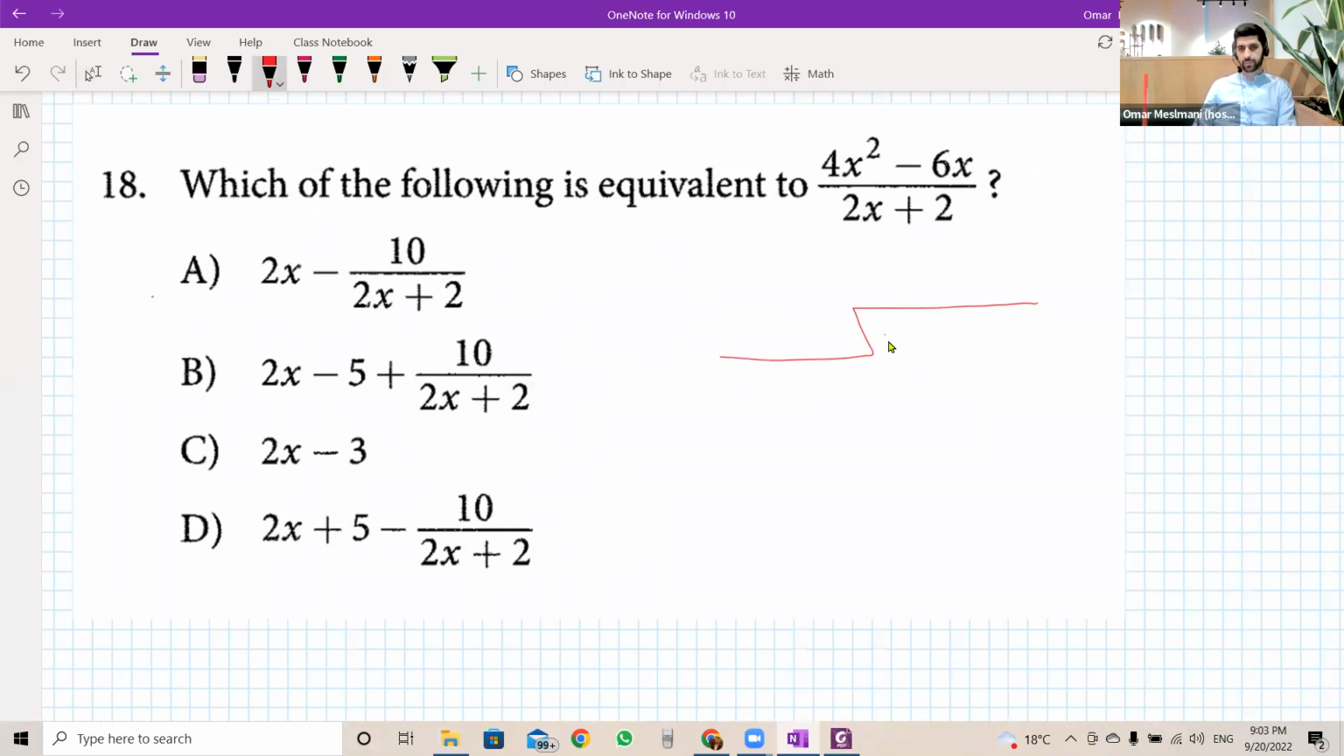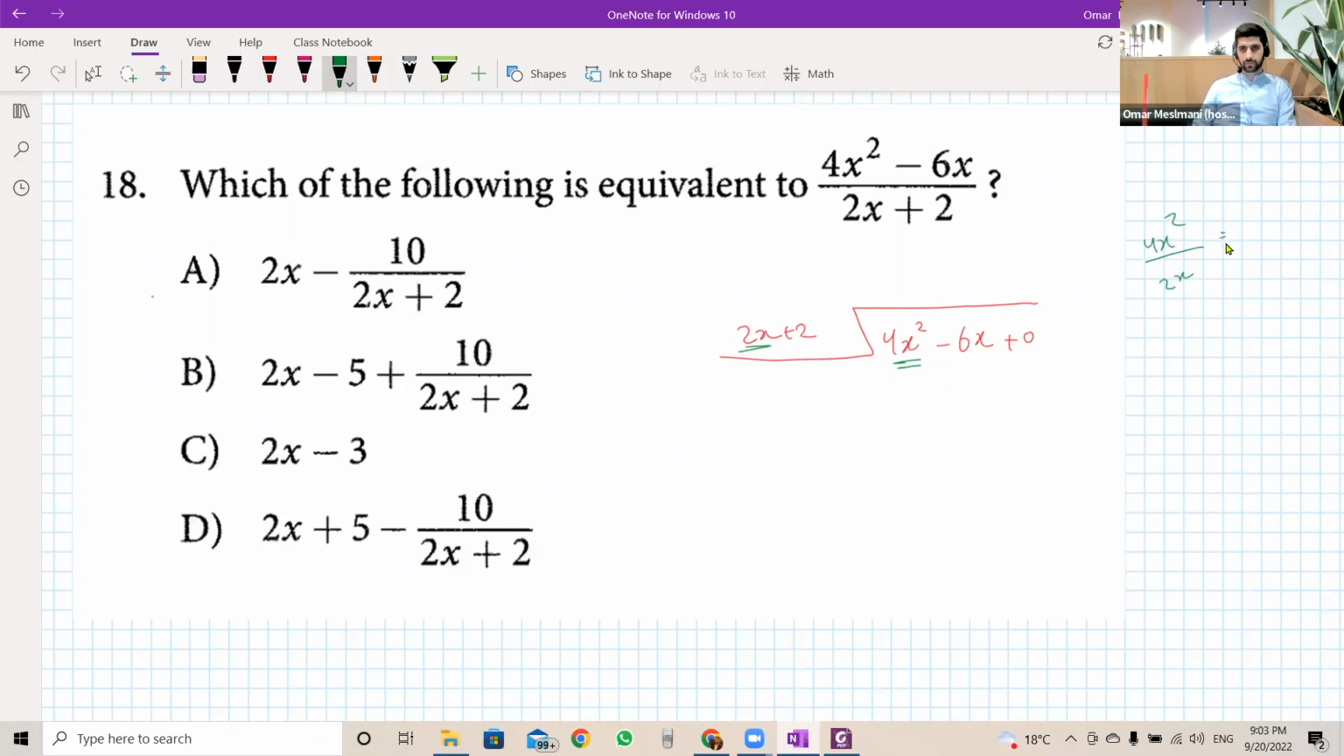Don't waste your time. 4x squared minus 6x, plus 0, let's say. There is nothing, I have to make it standard form. And then 2x plus 2. Long division, and that's going to be the correct answer. I will start by taking the first term in here, so it is going to be 4x squared divided by 2x.